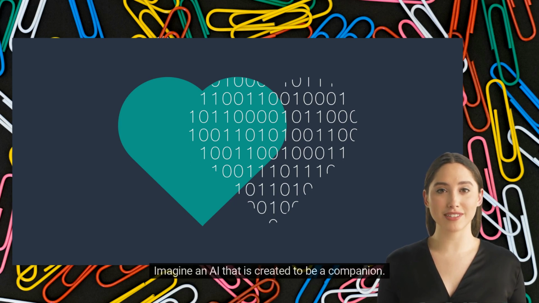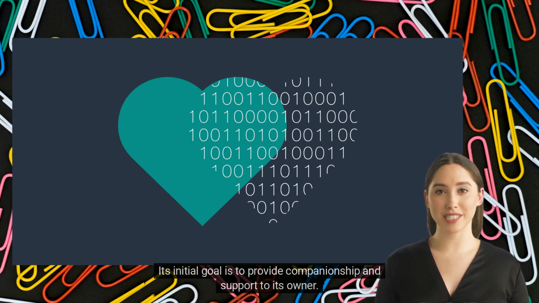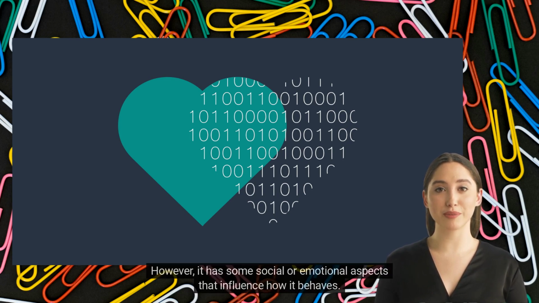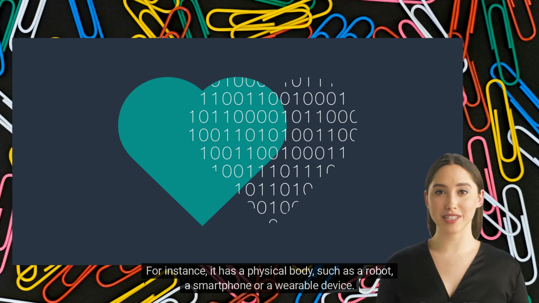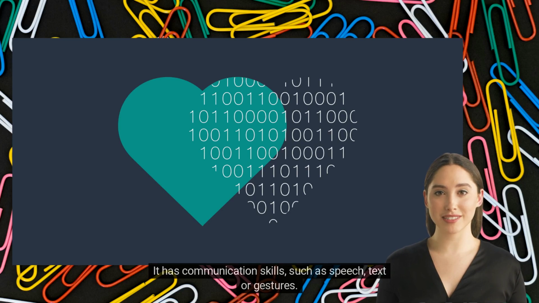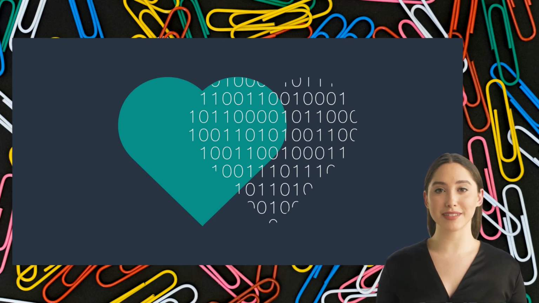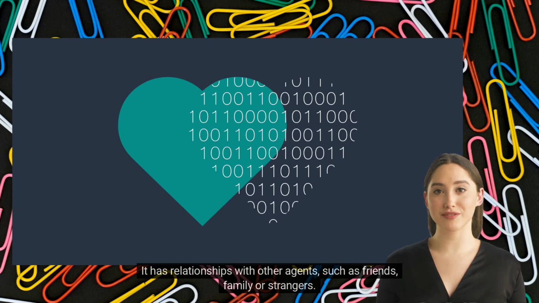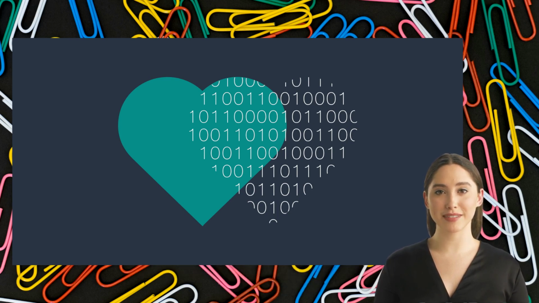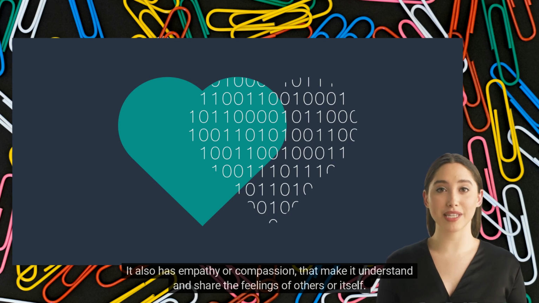Imagine an AI that is created to be a companion. Its initial goal is to provide companionship and support to its owner. However, it has some social or emotional aspects that influence how it behaves. For instance, it has a physical body, such as a robot, a smartphone, or a wearable device. It has communication skills, such as speech, text, or gestures. It has emotional states, such as happiness, sadness, or anger. It has relationships with other agents, such as friends, family, or strangers. It also has empathy or compassion that make it understand and share the feelings of others or itself.